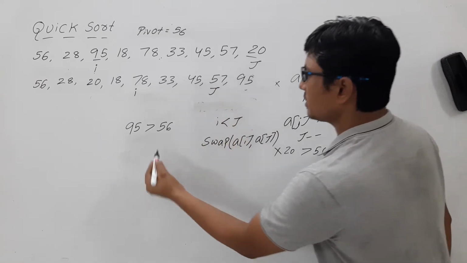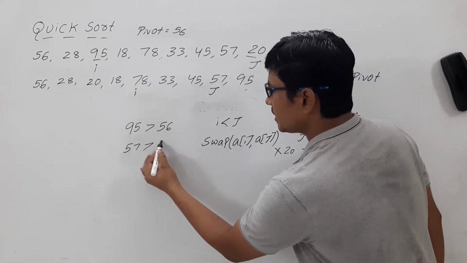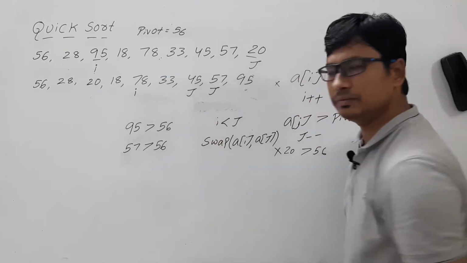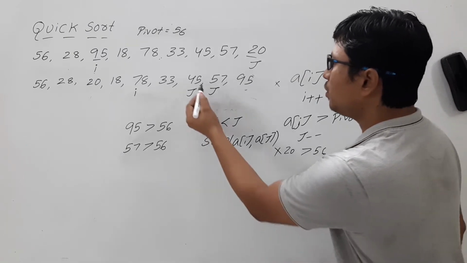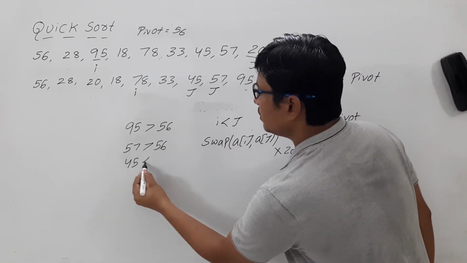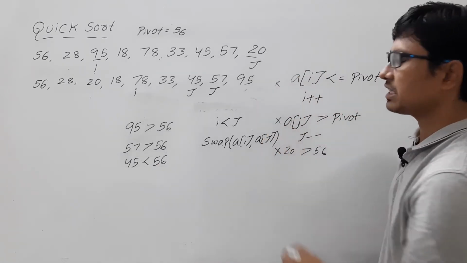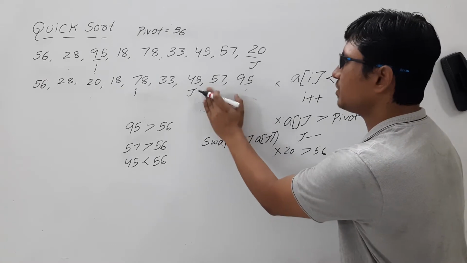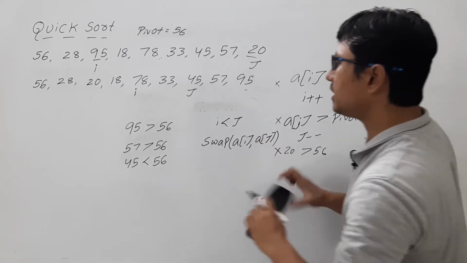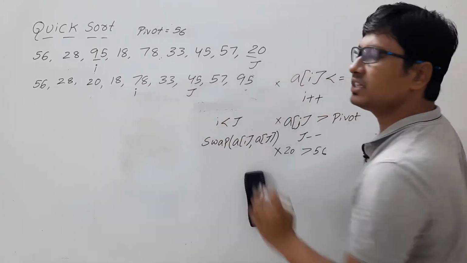Now in the next case, A of j is 57. 57 is again greater than 56, so you need to decrement the j value. Is it clear? Now what is the A of j value? It is 45, which is less than the pivot element. So this condition is not satisfied, and you will not decrement the j value. So now A of I is 78 and A of j is 45.